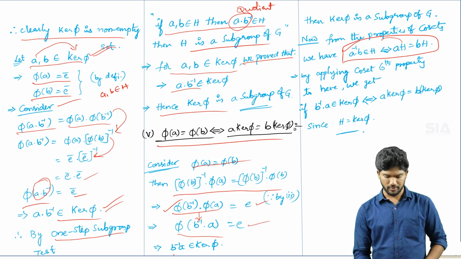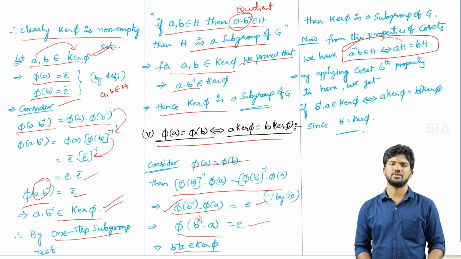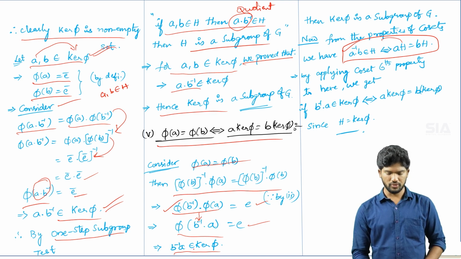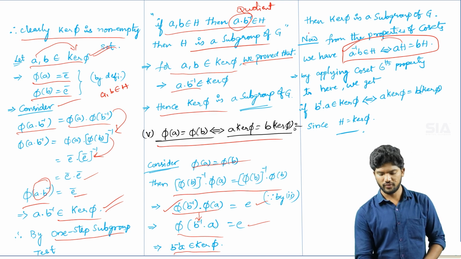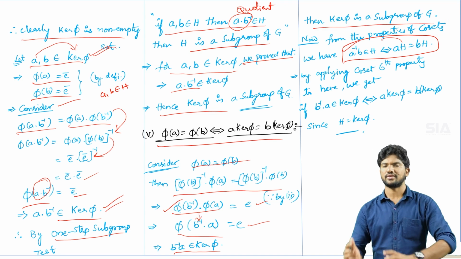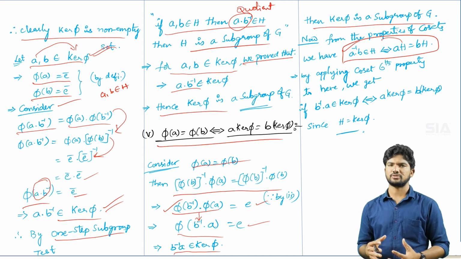So therefore that image value b inverse into a belongs to kernel phi. Okay, so now b inverse into a belongs to kernel phi. So therefore, kernel phi is a subgroup of capital G by the one step subgroup test theorem.